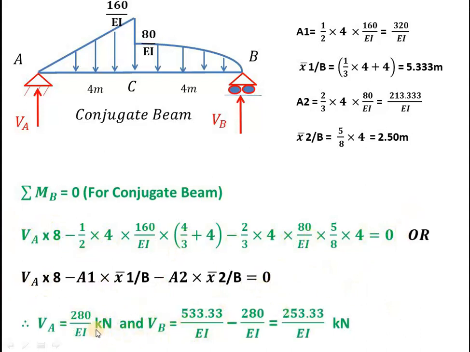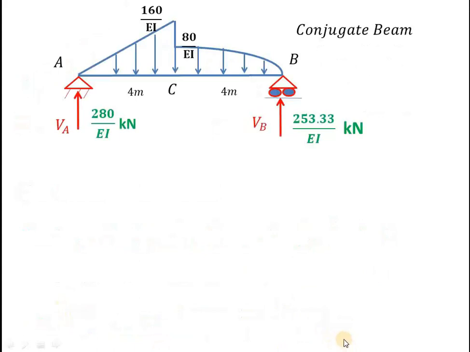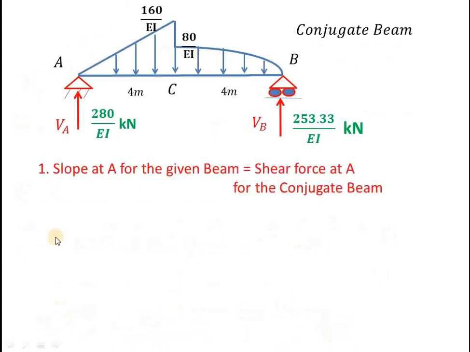Then if you simplify, you are going to get VA equals 280 kilonewton divided by EI, and VB equals total load minus VA. What is the total load? The area of these two portions. This triangular portion is 320 divided by EI. This parabolic portion is 213.33 area. So 320 plus 213 will be 533.33 divided by EI, minus VA. That is what we got here. So you will get VB equals 253.33 kilonewton.